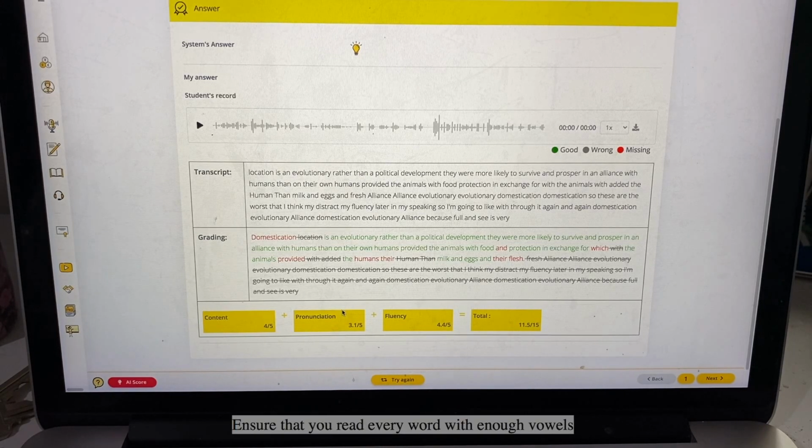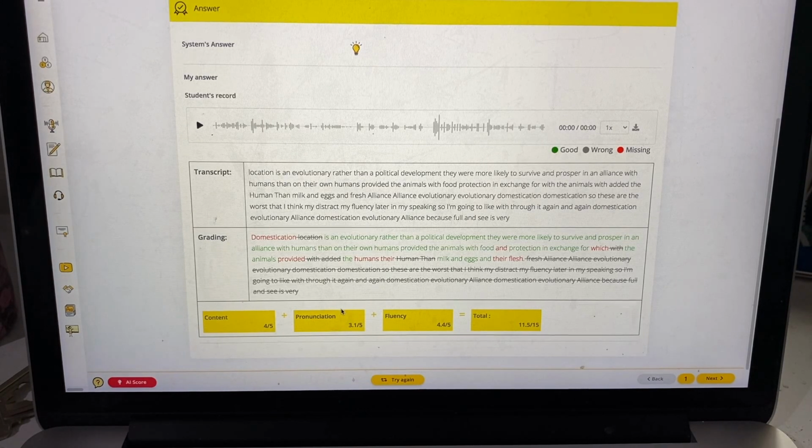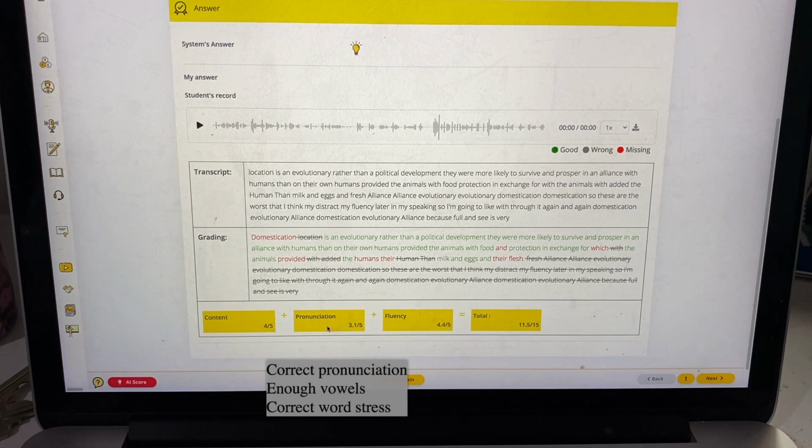Ensure that you read every word with enough vowels. Vowels are important because you are doing it with a computer. So the computer will recognize whether it is correct or not based on the vowels and the accents and the stress that you put on the word. So with the pronunciation, I'll just make sure that I read each and every single word with correct pronunciation, enough vowels, and correct word stress.